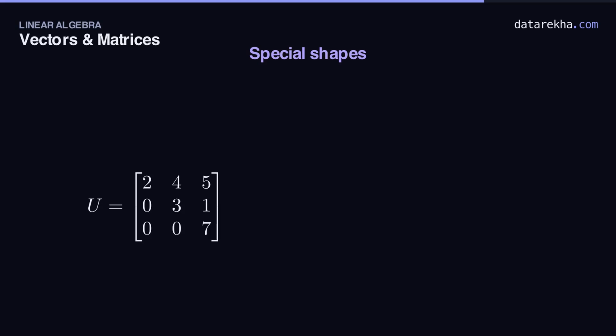Upper triangular means everything below the main diagonal is 0, as in this U. Lower triangular is the mirror. Zeros above. Triangular matrices hand you a lovely shortcut. Their determinant is just the product of the diagonal entries. Here that's 2 times 3 times 7, 42. No expansion needed.